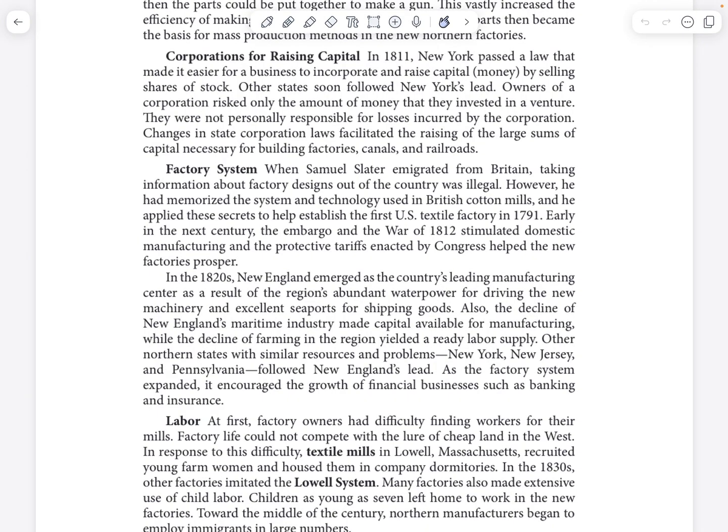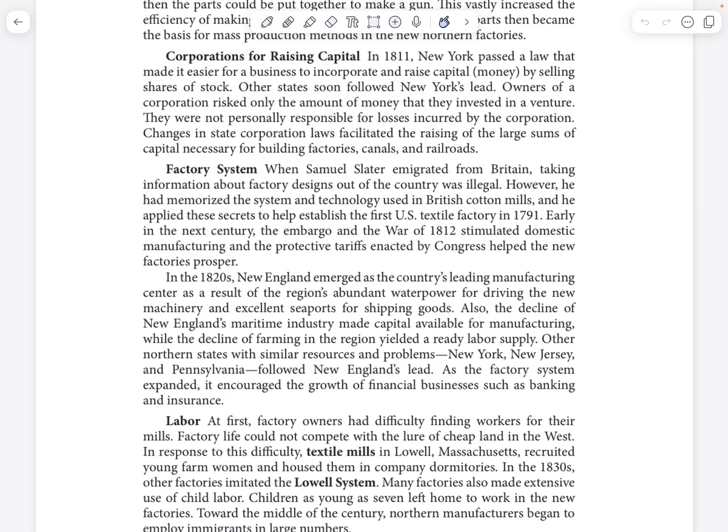Corporations for raising capital. In 1811, New York passed a law that made it easier for a business to incorporate and raise capital, money, by selling shares of stock. Other states soon followed New York's lead. Owners of a corporation risked only the amount of money that they invested in a venture.